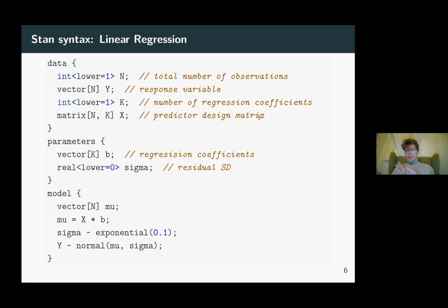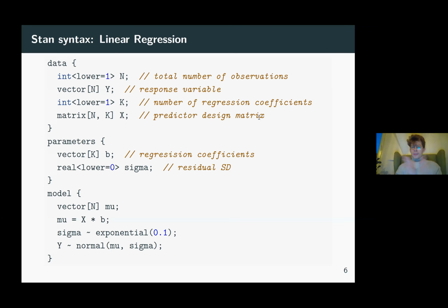As parameters, we of course have the regression coefficients. I call them b, and we have some residual standard deviation, which I call sigma. It's a real value with a lower boundary of 0, because standard deviation needs to be positive. What you see here is statically typed. So you have to define which type each variable is before using it, which you're probably not used to from R, because in R you can just assign everything to everything, and it usually works. In Stan you can't, but the advantage is you can read through the Stan program without having seen the data, because everything is statically typed.